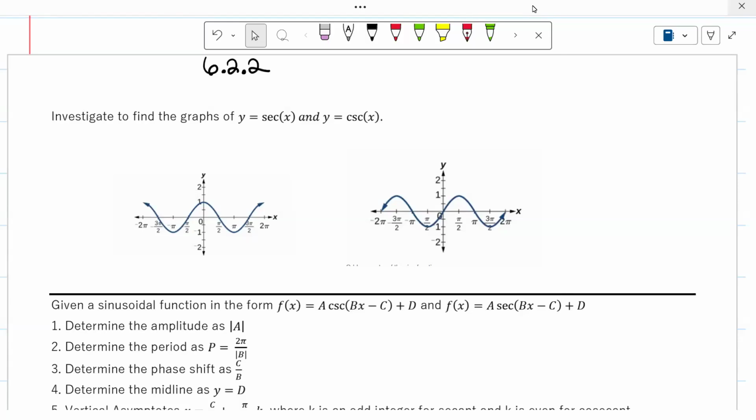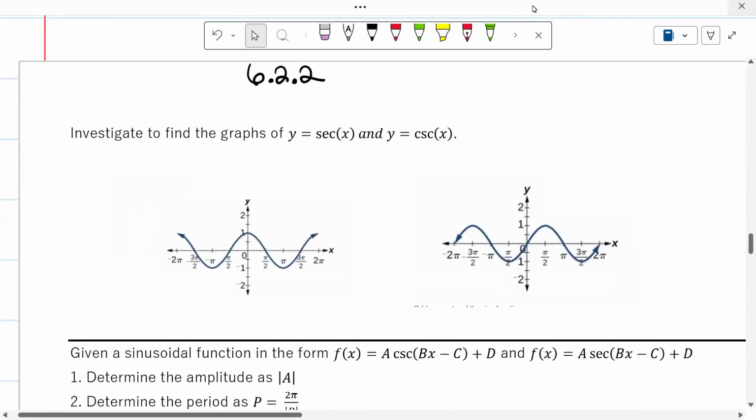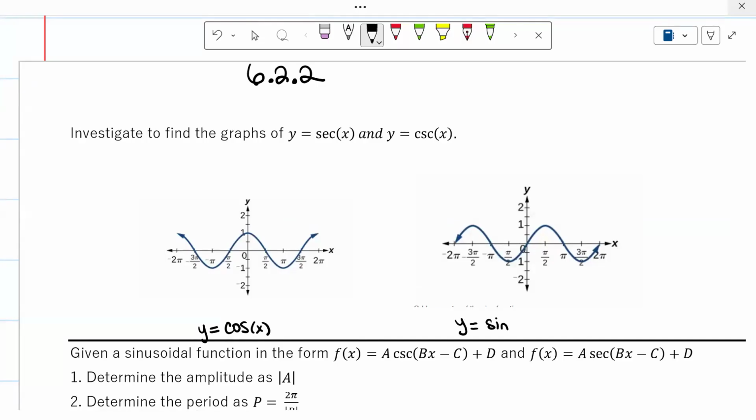Let's look at the graphs of secant and cosecant. What you're seeing right now, these two graphs, this is not secant and cosecant. The one on the left is the graph of cosine, and the one on the right is the graph of sine, okay?